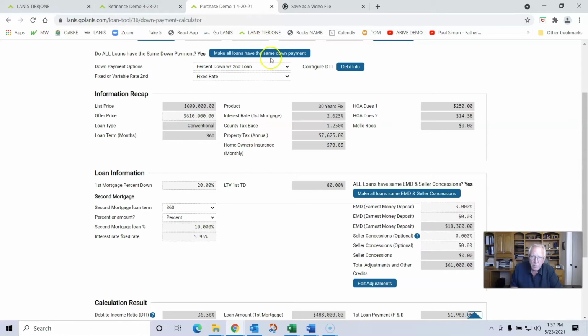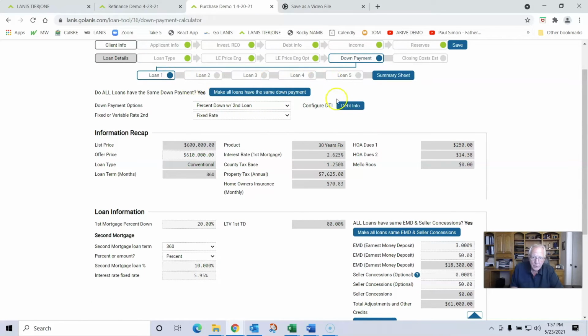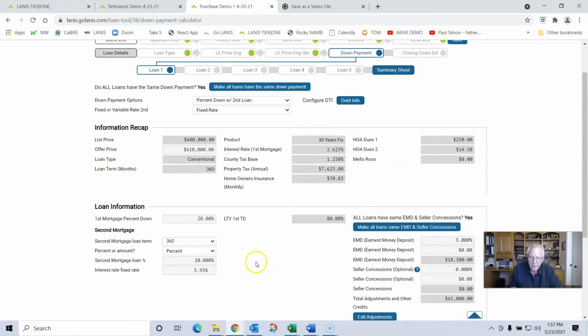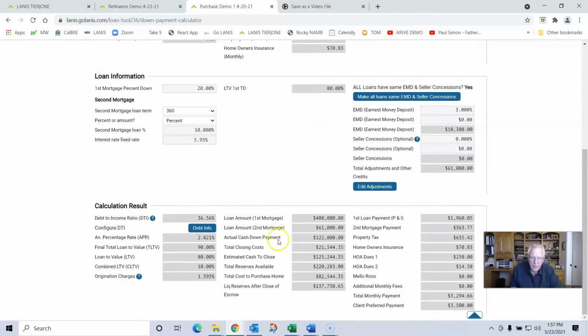We want to make all loans have the same down payment, and that's all 5 loans. And earnest money deposit, 3%, no seller concessions. Make the earnest money deposit the same on all loans. Click OK. And now let's go ahead and review what we have here.